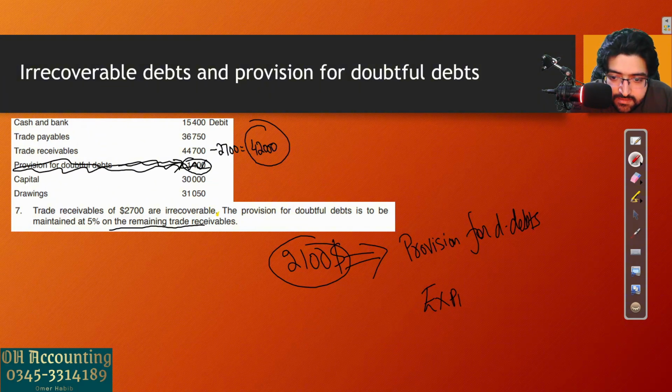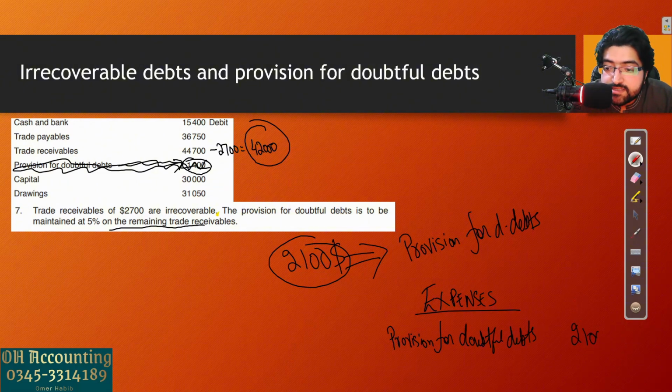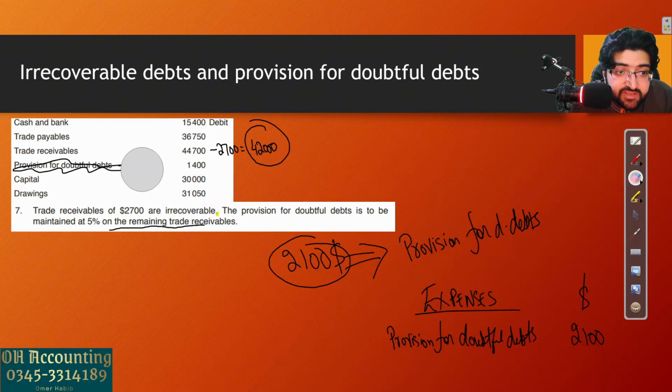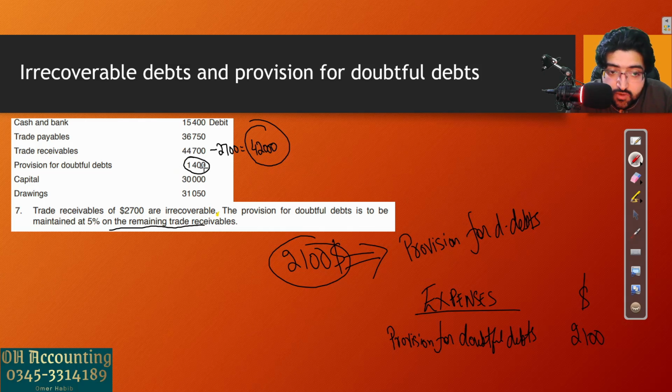If it's the first year and this was not given, let's suppose, then in the expenses, I will simply write provision for doubtful debts and the amount will be 2,100. This is also an expense of the business, right? Okay? But in this case, we have a previous figure of provision for doubtful debts, which means this part is already recorded as an expense of the business. Okay? Previously.